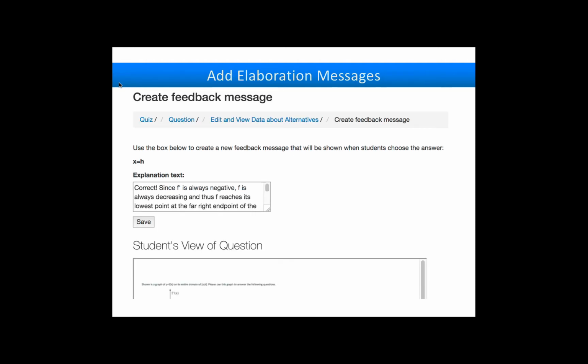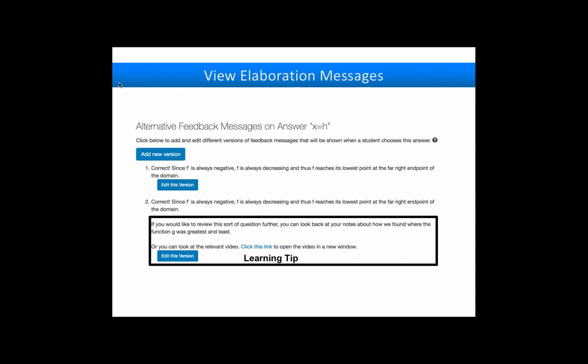In this setting, what the instructor did was take the original message and add a learning tip on. If you want to review this kind of question further, look back at your notes about where we found where the function g was greatest and least, and also look at this relevant video. So they're now testing whether adding this learning tip would be something that students would find helpful.